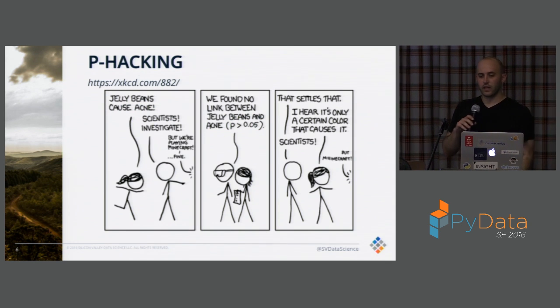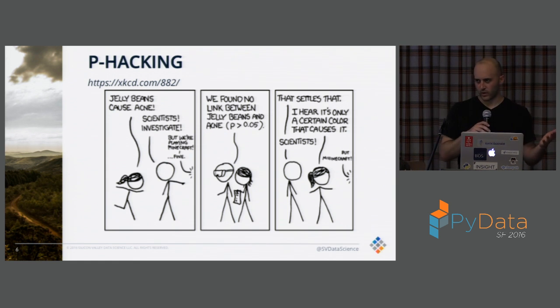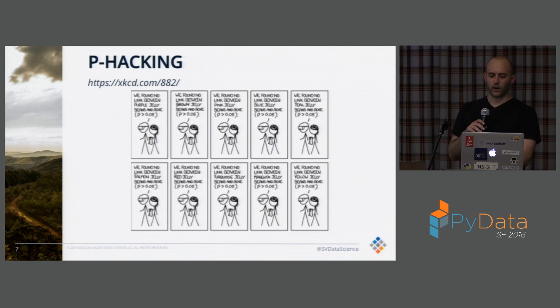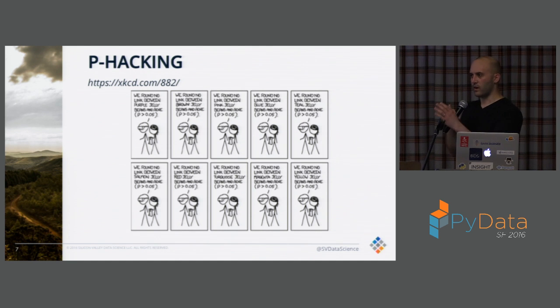So the comic begins, jelly beans cause acne, and they're asking for scientists to investigate this hypothesis. And they come back and they say, we found no link between jelly beans and acne with a p-value of less than 0.05. And they think that settles it, but then someone says, no, actually I think it's a certain color of jelly beans that causes acne, not just jelly beans in general. So they go off and they start testing individual colors of jelly beans. So they say we find no link between the purple jelly beans and acne, no link between brown jelly beans and acne, no link between pink, so on and so forth.